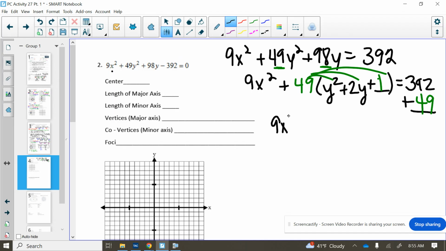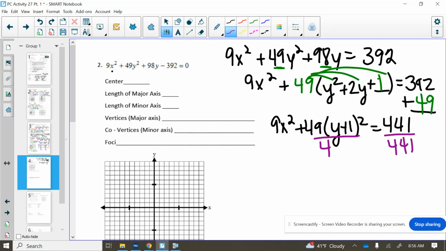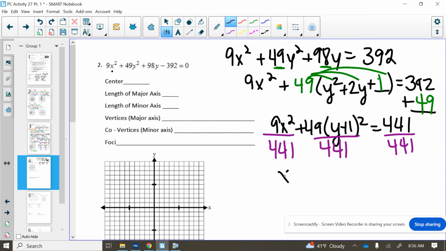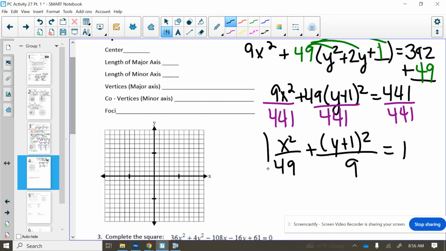So we end up with 9x squared still. And then when we factor, y plus 1 quantity squared is our factor. Add together 392 plus 49, we get 441. Last but not least, divide all of these pieces by 441 and reduce. 9 divided by 441 simplifies to be 1 over 49. So we end up with x squared over 49. 49 over 441 is going to simplify to be 1 over 9, and then that's going to equal 1.